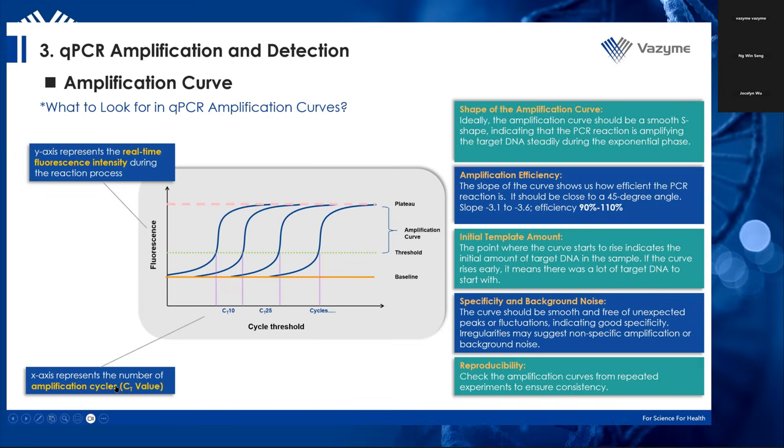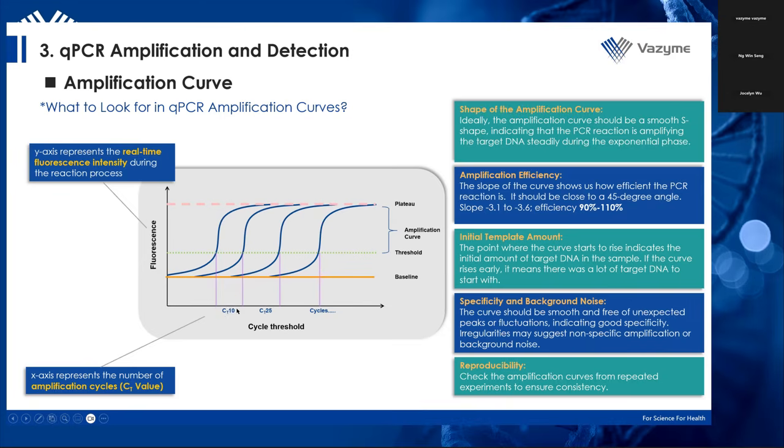And the x-axis represents the number of the amplification cycles. What the amplification cycle means here is that the higher the amplification cycles, the longer it has been, basically. So you can measure it as time, in a sense. Okay.